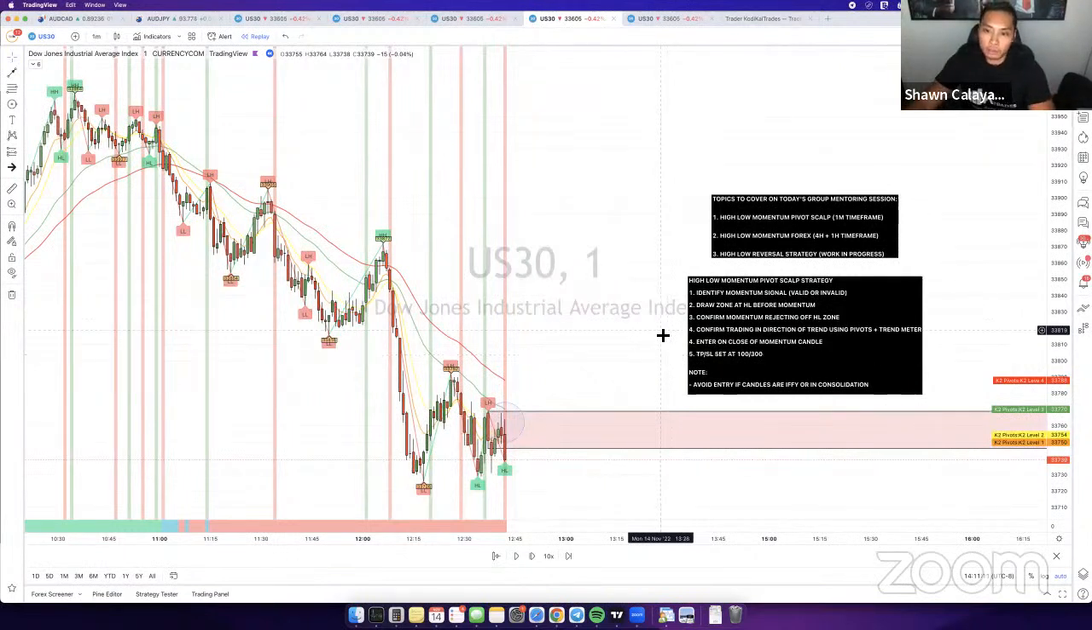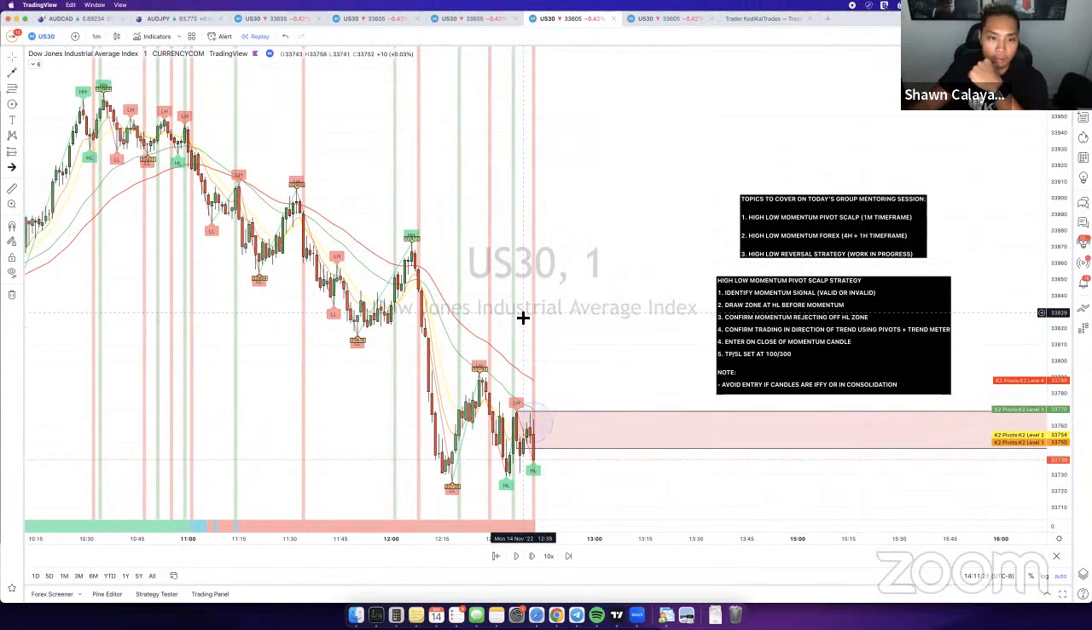For requirement number 4, you just want to confirm that you're trading in the direction of the trend using the K2 pivots and trend meter. So with the pivots over here, these pivots are indicating that we're in a downtrend, right? The reason why you know that is because the main pivot right here, the strongest one, is going to be the red one. This is pivot level number 4. They go in degrees of strength. So level 1 is orange, level 2 is yellow, level 3 is green, and level 4 is red. Basically 1 to 4.